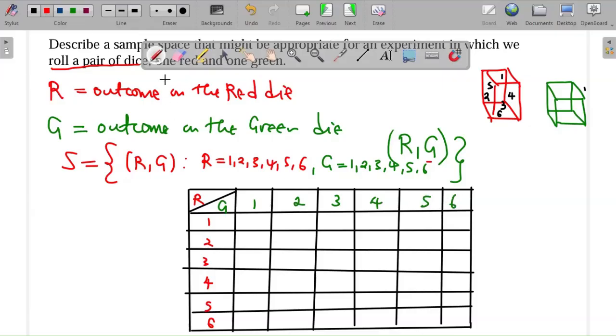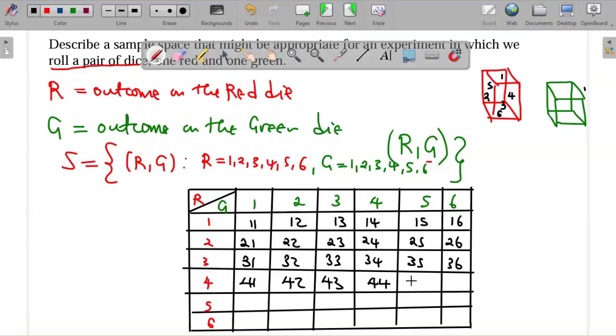So meaning that my sample space, if I list it, it's just going to be here 1,1, 1,2, 1,3, 1,4, 1,5, 1,6. Here 2,1, 2,2, 2,3, 2,4, 2,5, 2,6. Here 3,1, 3,2, 3,3, 3,4, 3,5, 3,6, 4,1, 4,2, 4,3, 4,4, 4,5, and then 4,6.